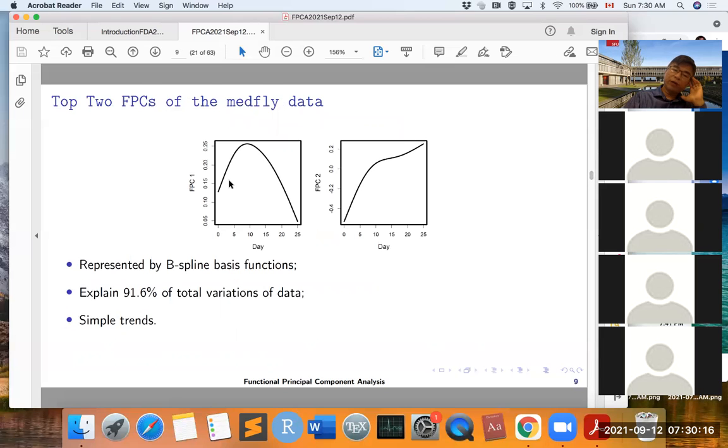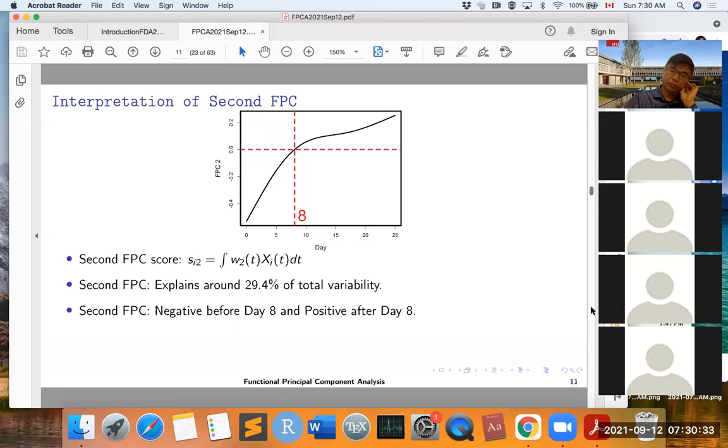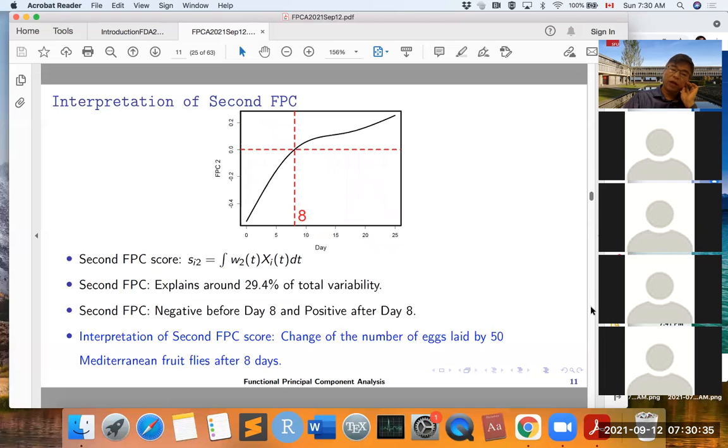Or sometimes you will get the first LPC to be negative over the whole time range. In that case, you can also multiply by -1, and you will get a positive LPC1 over the whole time range. So this is how we interpret the first LPC and the second LPC. Any questions?